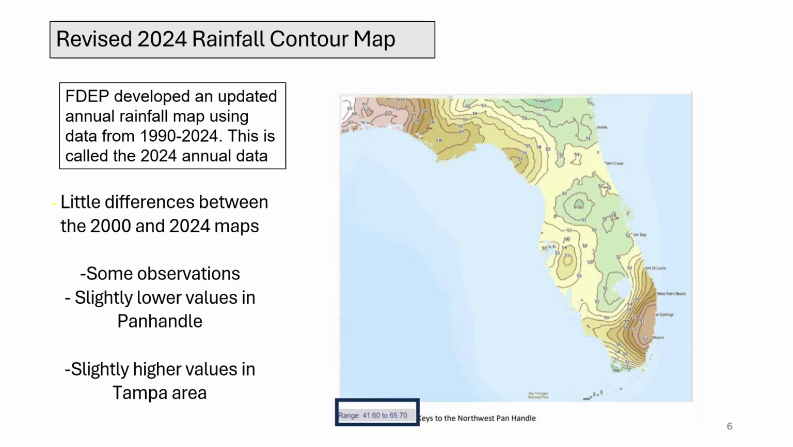The variability in the 2024 data set ranges from a low of 41.6 inches in the Florida Keys to about 66.70 inches in the Western Panhandle. This is comparable to the 2000 data, which ranged from approximately 38 inches in the Keys to a high of about 66 inches in the Western Panhandle.